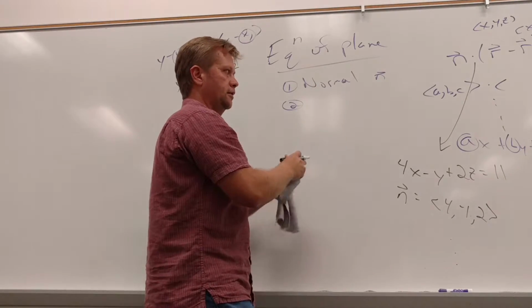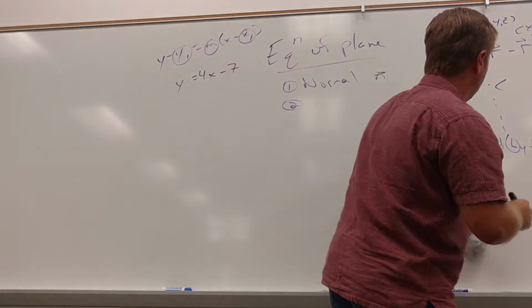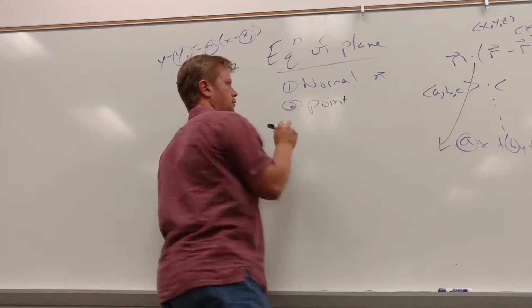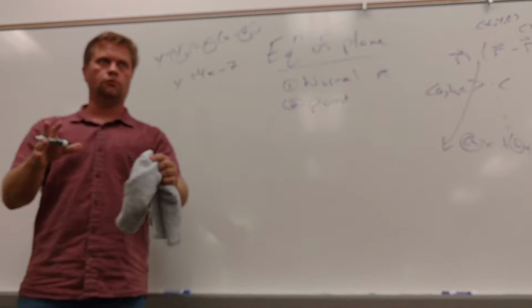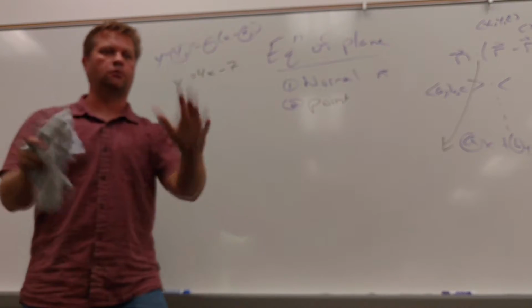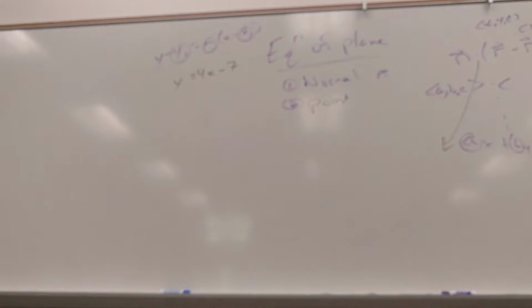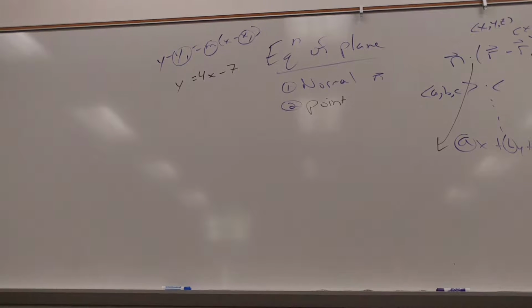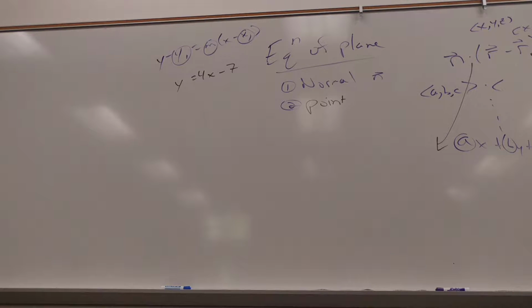Yeah, because, so here, if I give you a point in the plane, is that sufficient? In fact, there should be some problems that ask you that. Yeah, there you go. Number 24, for example, gives you a point with a normal vector. Okay, maybe.